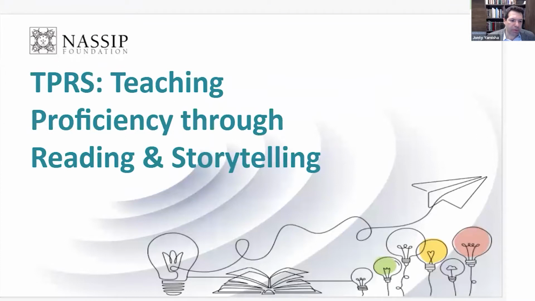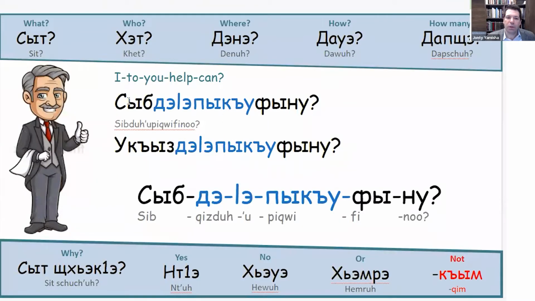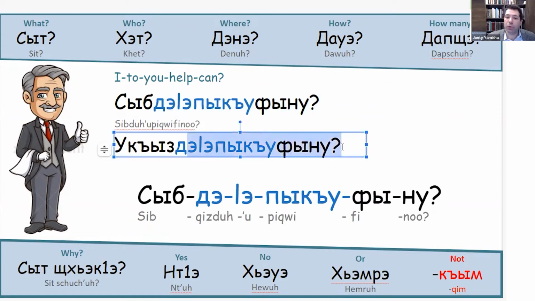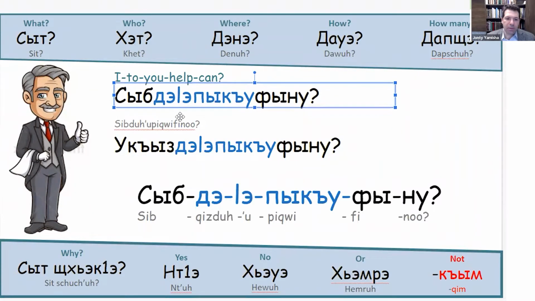So if we go over to the notes section, we remember from last class, right? If I ask, can I help you? Sibda apokofino. The verb stem is the same. And then this subjunctive form, can you do it? Are you able to do it? It's the same. But sibda apokofino, can I help you? Wakazda apokofino, can you help me? All right, so let's play with this for a little bit.